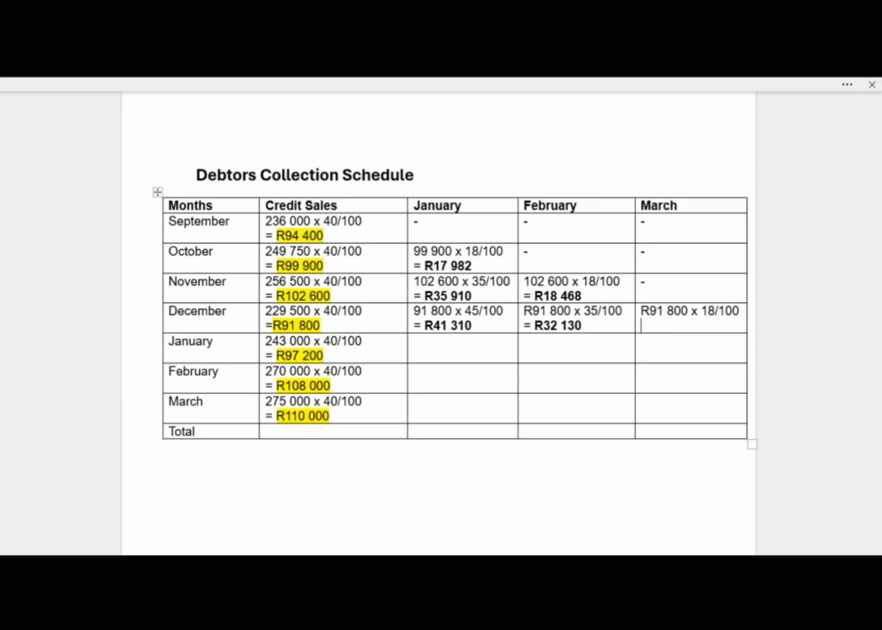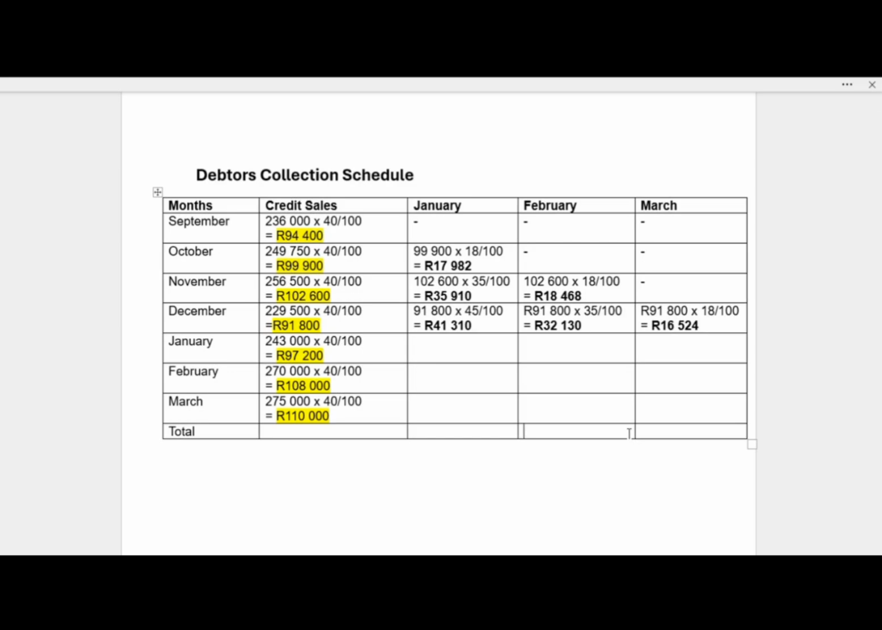All right. And then it's equal to, let's see how much you are collecting. Let's put that on the calculator. It's going to be 91,800 multiplied by 18 divided by 100. And then you are collecting 16,524. That is what you are collecting. And then we are done. We are done for the month of December. All right. And then we proceed.